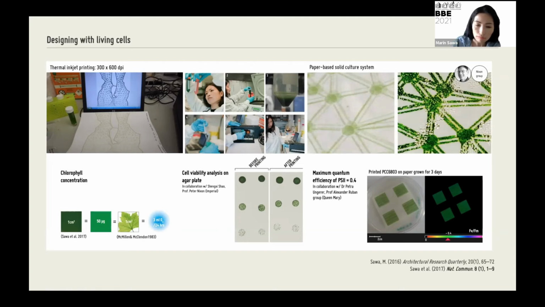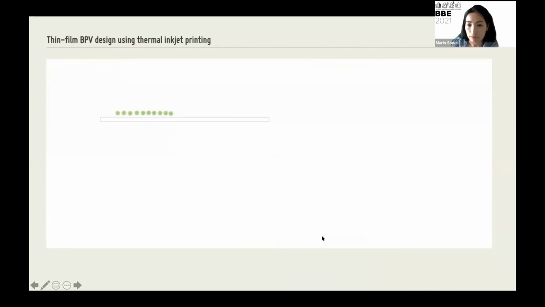So you can see the importance of keeping cells alive on substrate, being verified through application of science in my research. And my research explored this inkjet method to fabricate an entire BPV system. Layering of the biology onto substrate is one thing, but layering a conductor onto the substrate is another.